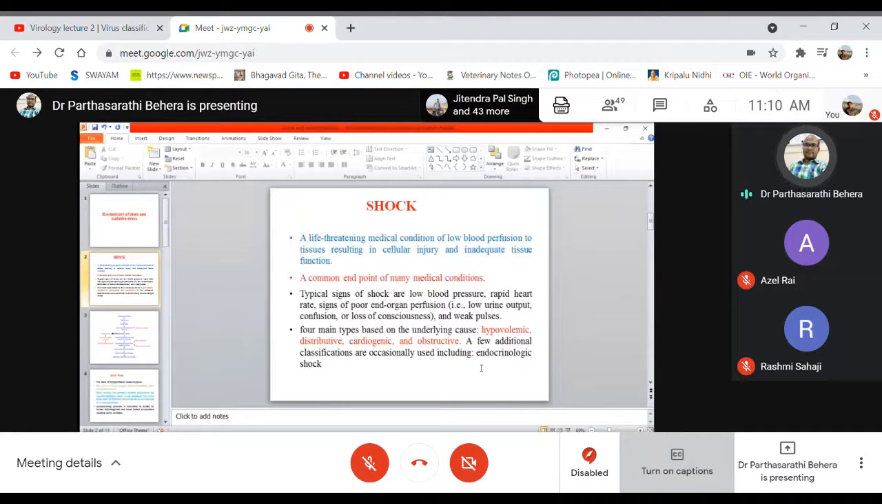And shock can be broadly divided into 4 types based on the underlying cause. Based on the underlying cause, shock can be classified into broadly 4 types.